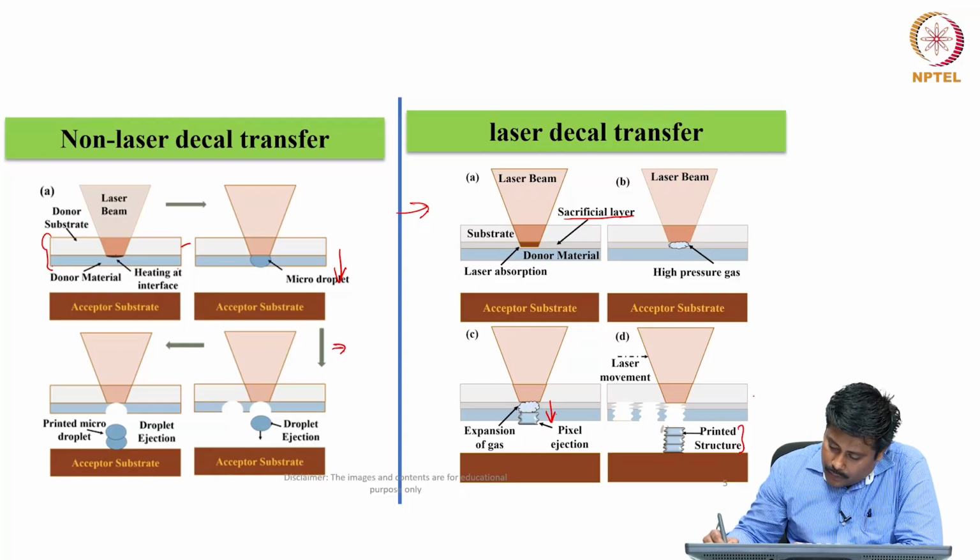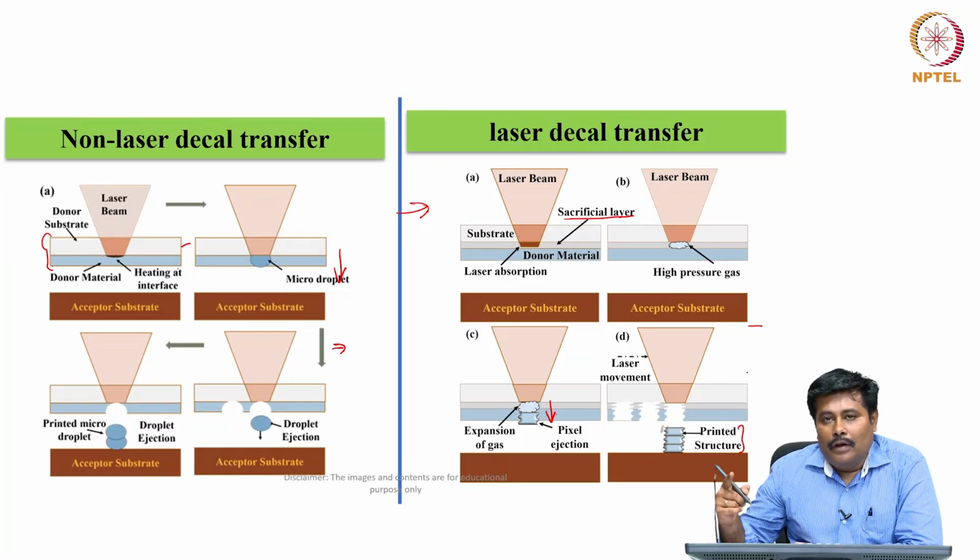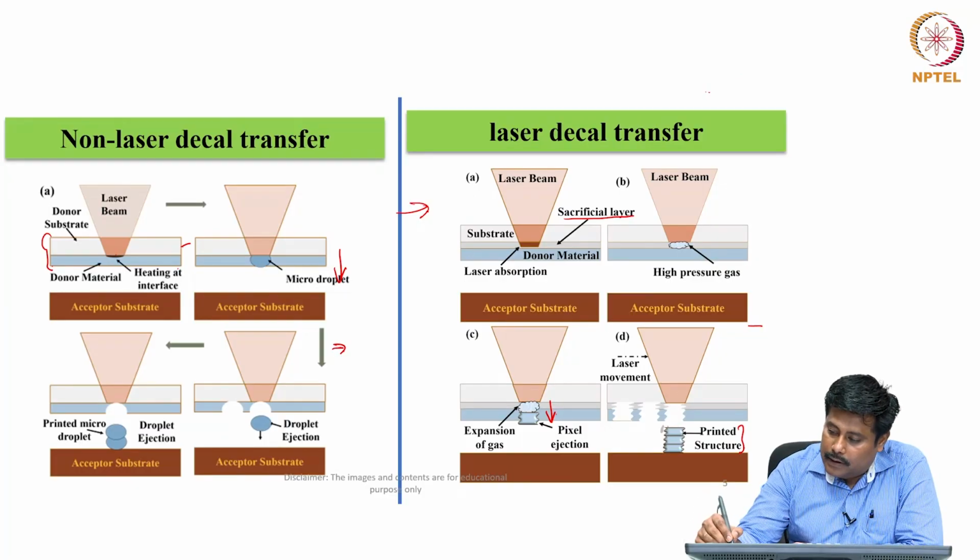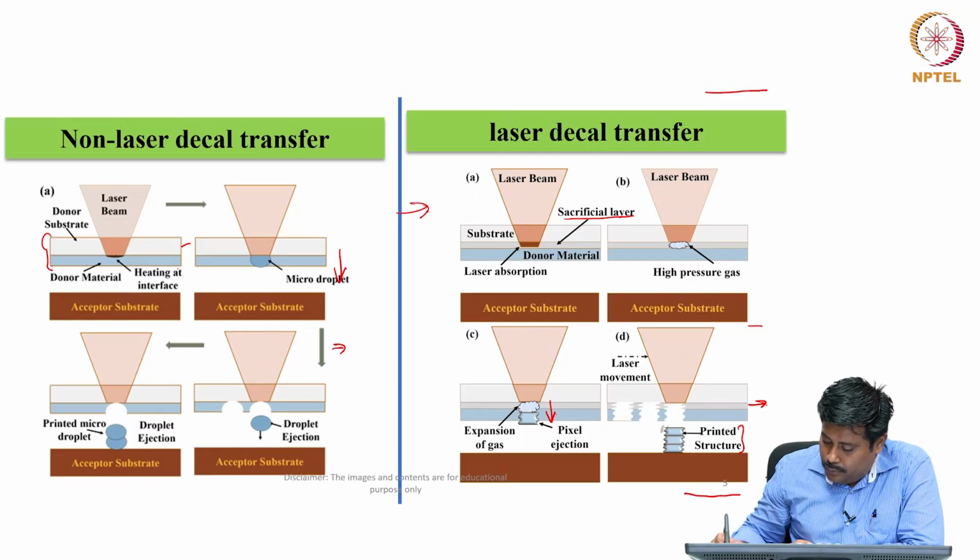When we manipulate the acceptor substrate and the donor substrate, we can generate different features. For example, if I want to create a line feature, the only thing I need to do is, if I want to create a line feature something like this, I need to move this laser in this particular direction, and similarly I need to move this acceptor substrate in this direction.